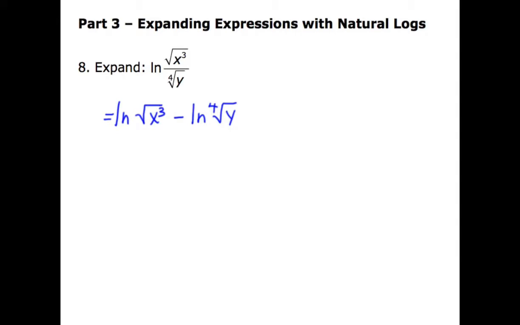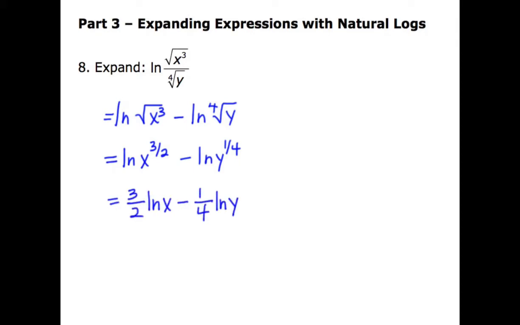As a result, we get the natural log of the square root of x cubed minus the natural log of the fourth root of y. My next step will be to convert each argument into an expression using a rational exponent. For my third step, I'll implement the power rule, or the power ranger rule, and allow those powers to become the coefficients of the respective terms. Having done those manipulations, I realize there are no more properties that can be implemented, so this problem is now completely expanded. Let's move on to the next slide.